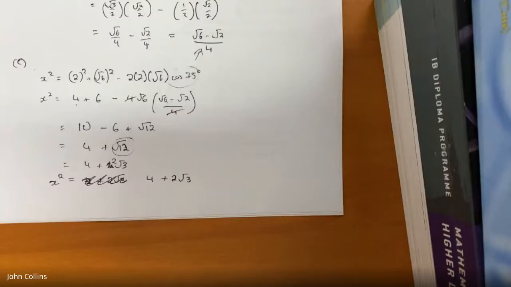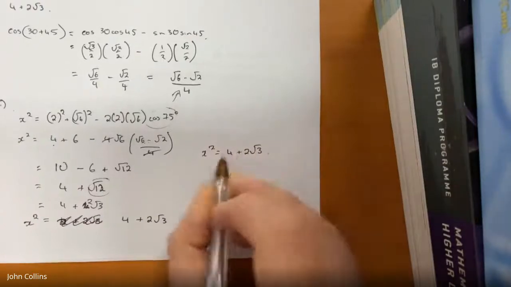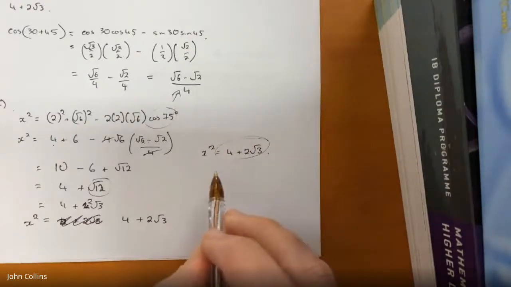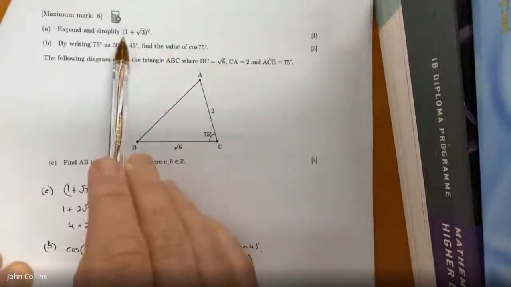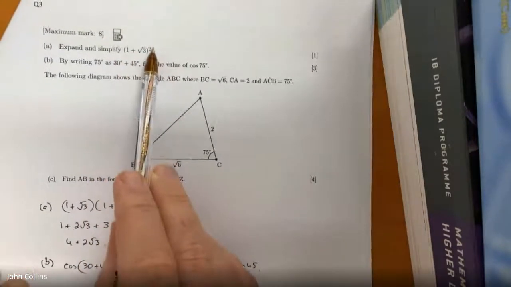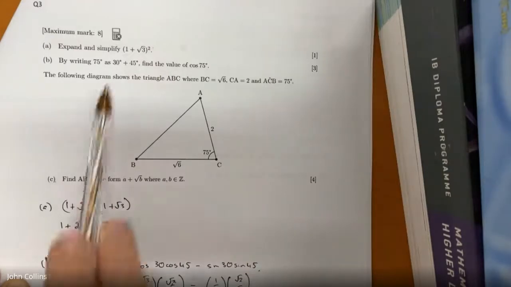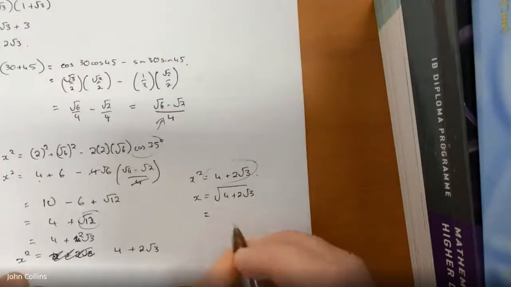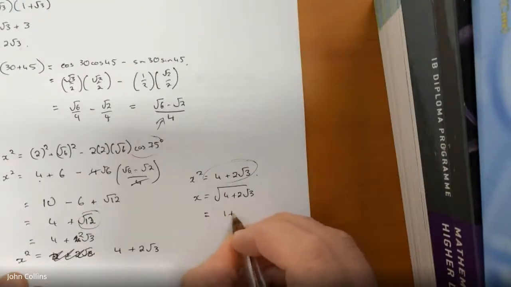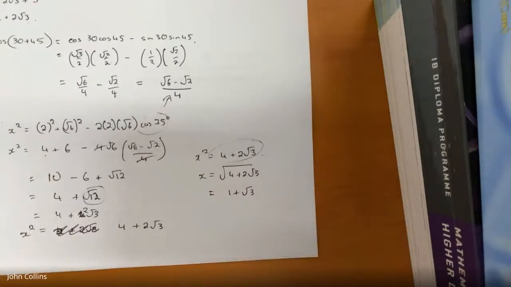Okay. Now, finally, perhaps, so I have x squared is equal to 4 plus 2 root 3. So I need to know what the square root of this is. And that's finally where the start of the question makes sense. They say 1 plus root 3 squared is 4 plus 2 root 3. So the square root of this is 1 plus root 3. So the square root of this will be the opposite to what you did at the start. And now the first part of the question makes sense why they asked that expansion. So the answer is 1 plus root 3 for full marks.